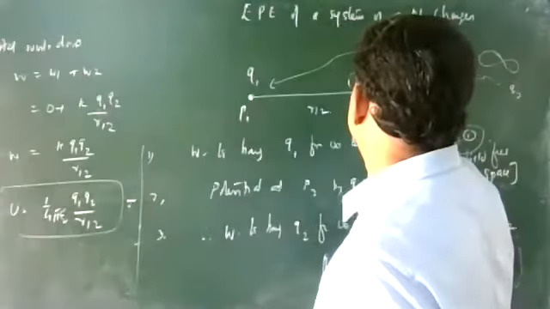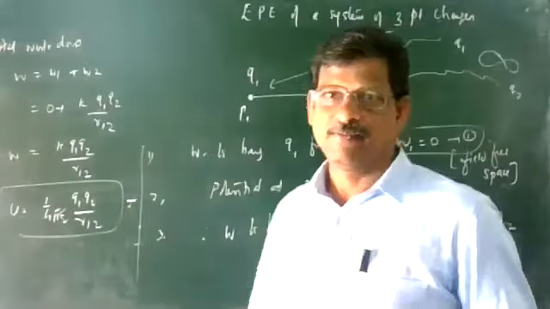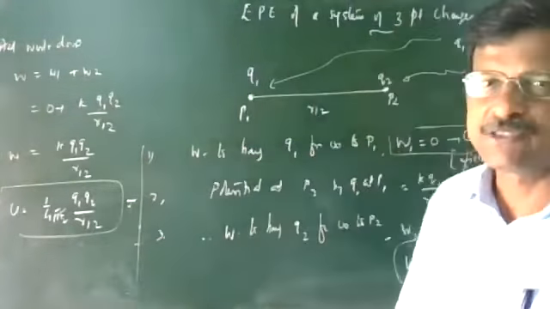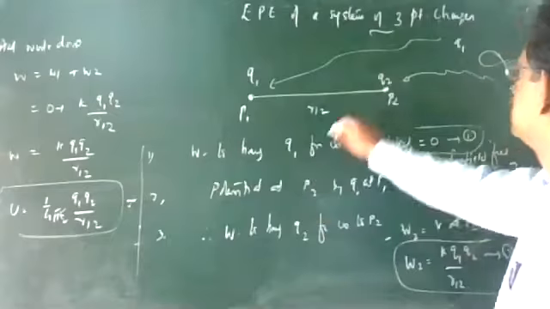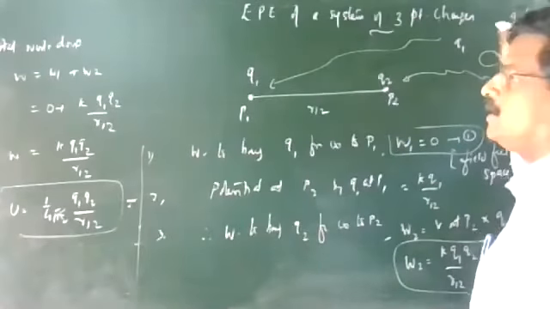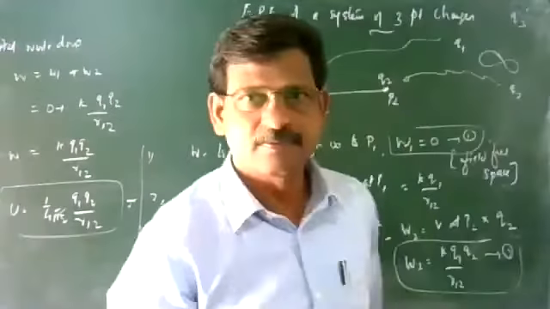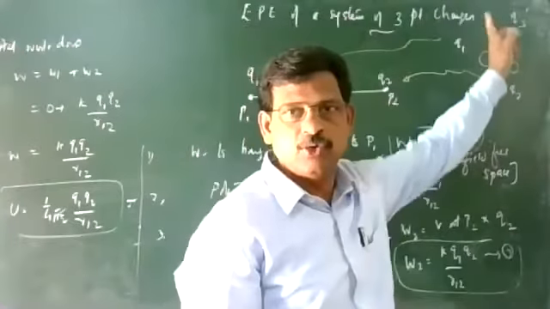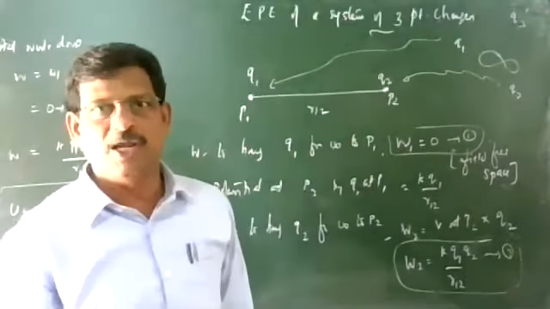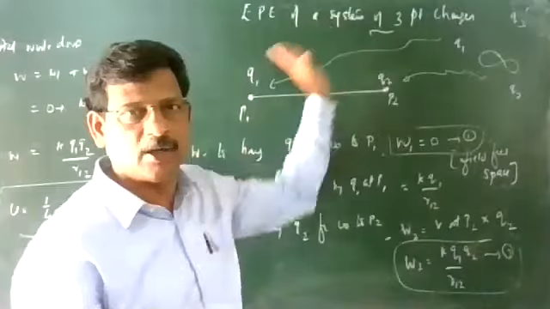Next: electrostatic potential energy of a system of 3 point charges. You have to find out for 3 point charges, so almost the same kind of steps will be there. I am working with 3 charges, Q1 to Q3, all at infinite distance apart. For all three, you have to bring them from infinity to particular points.